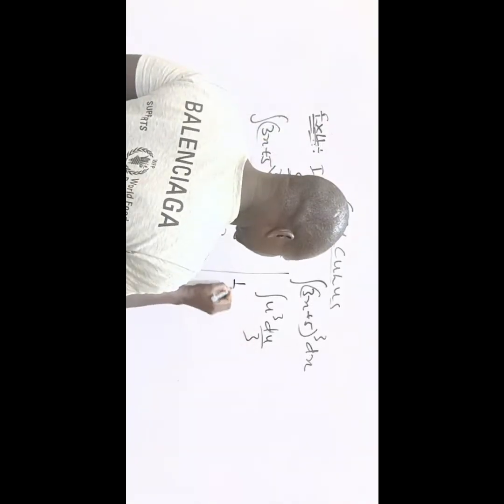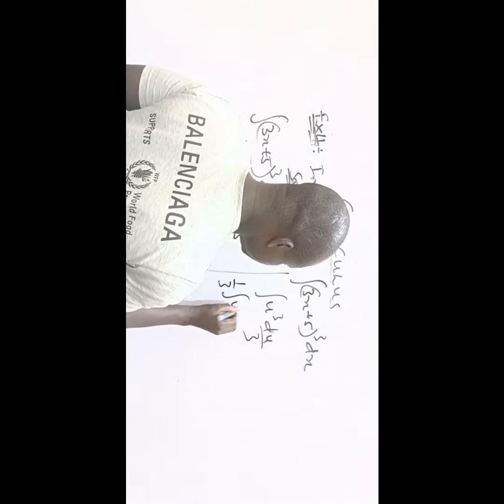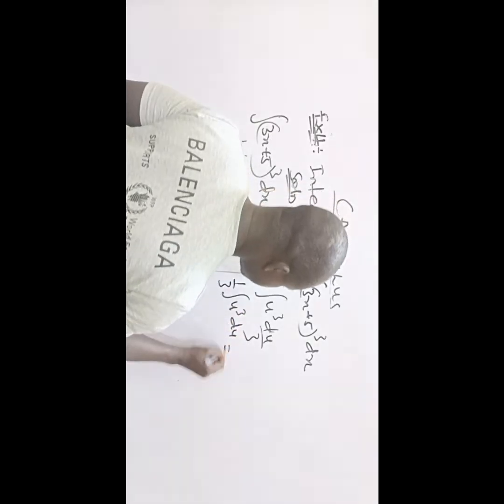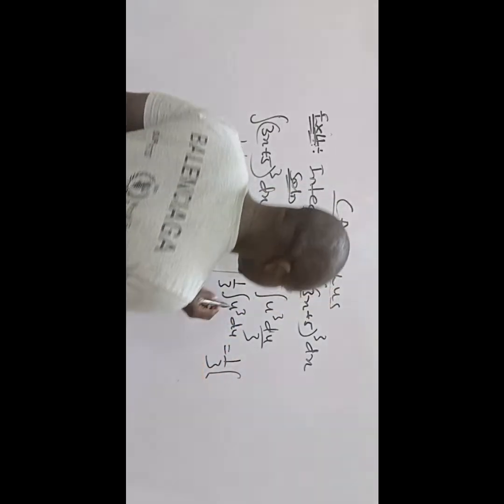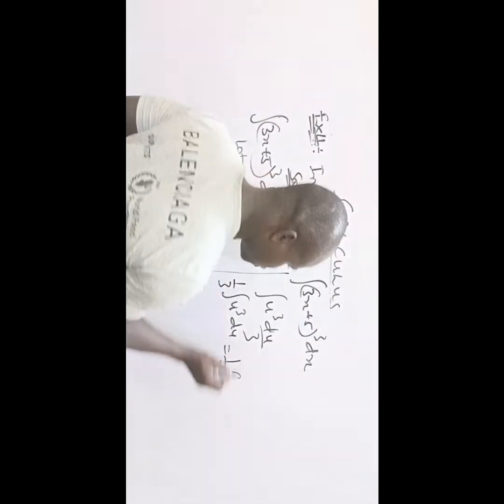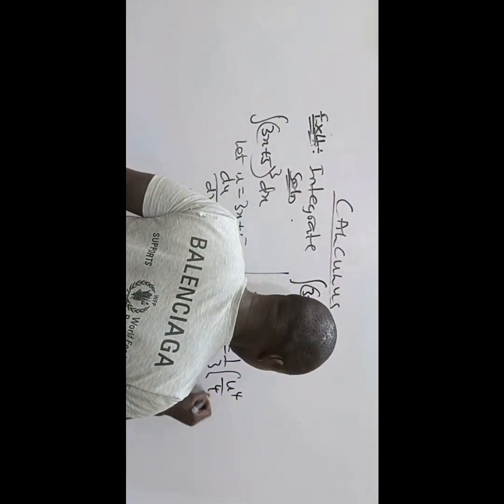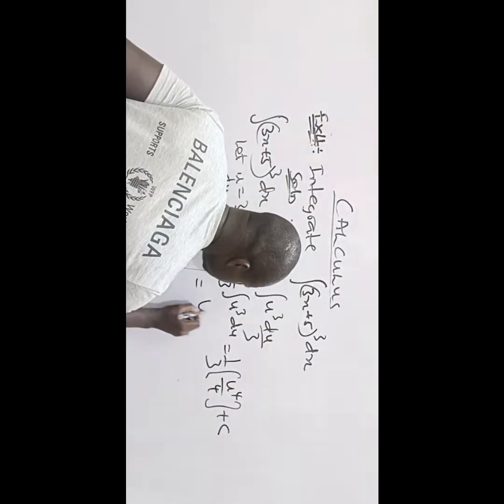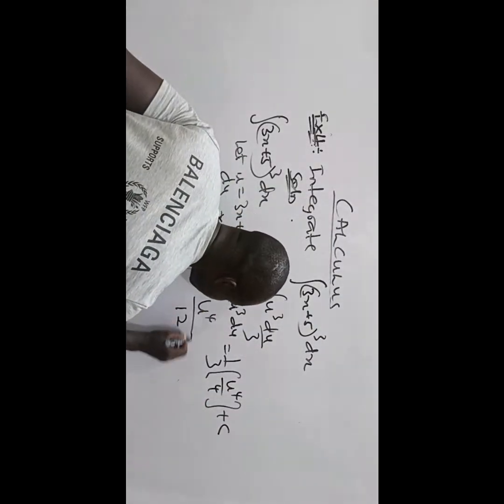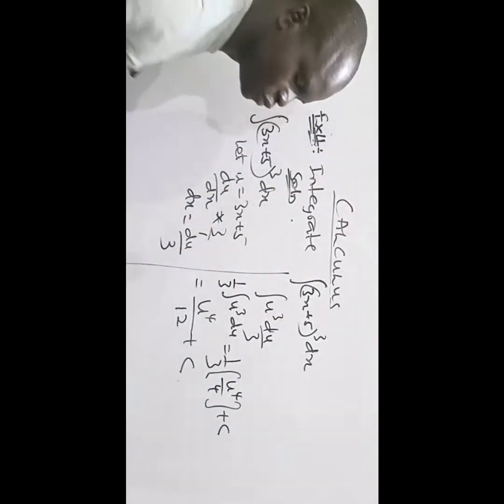So I can bring out 1 over 3 outside, so that I have integral u cubed du. So this is 1 over 3. If I integrate u cubed, that's u raised to power 3 plus 1, that will be u to the power 4 over 4 plus arbitrary constant. At the end of the day, I'm going to get u raised to power 4 over 3 times 4, that is 12, plus arbitrary constant. What is u?